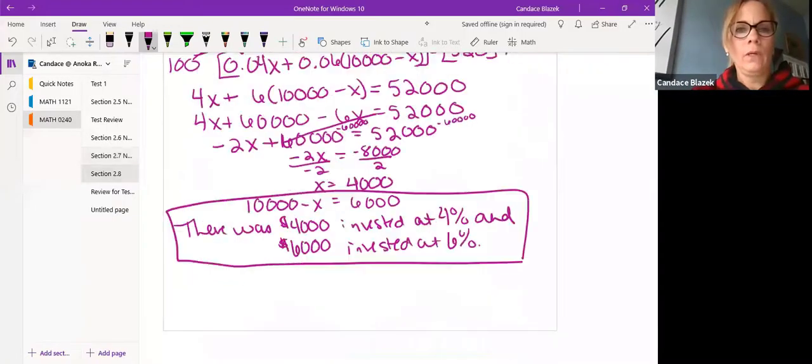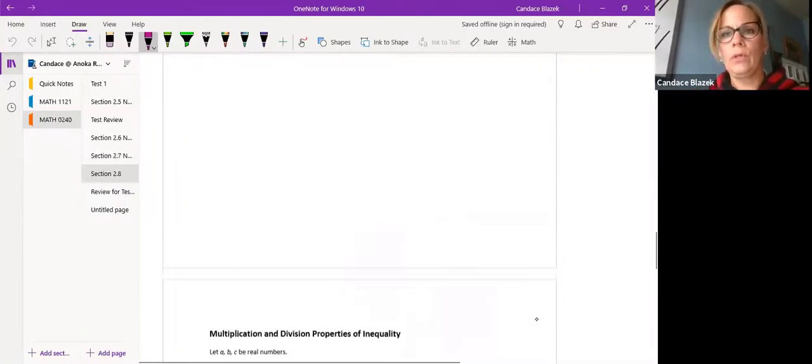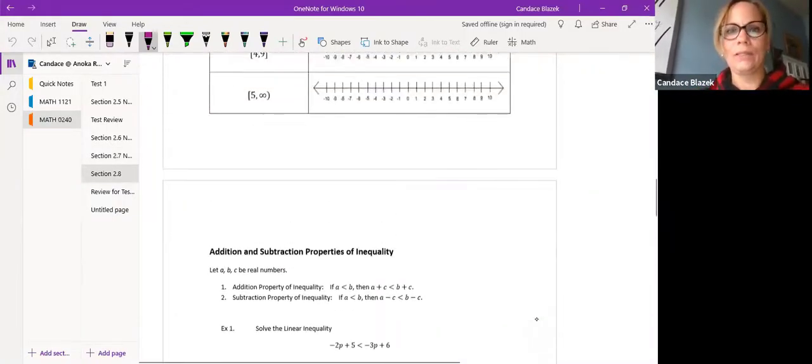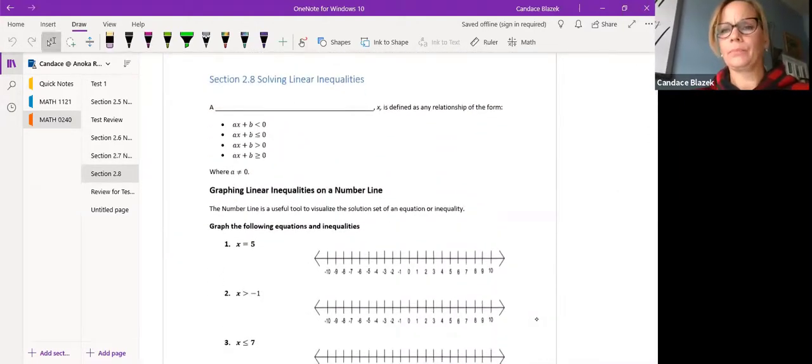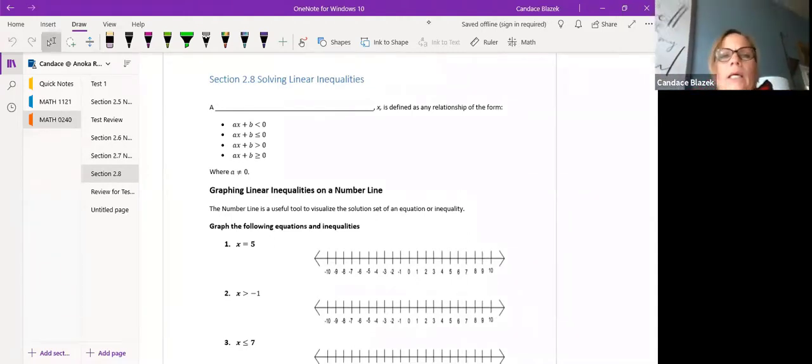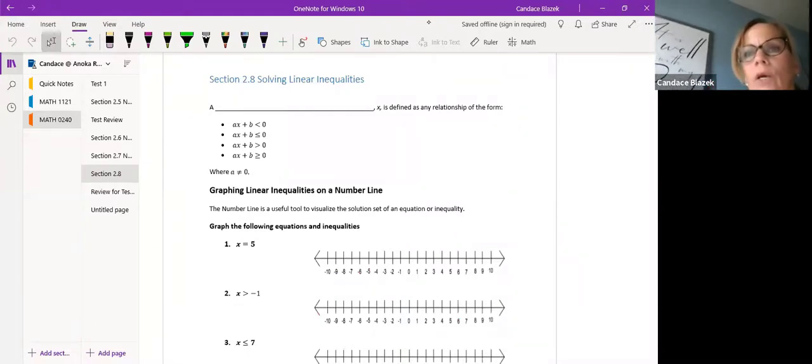All right, so going to 2.8, we're talking about solving linear inequalities, which is really an extension of what we've already been doing. So for 2.8, I'm going to scroll to the top of the notes. I need to start preparing that way. There we go. Solving linear inequalities.